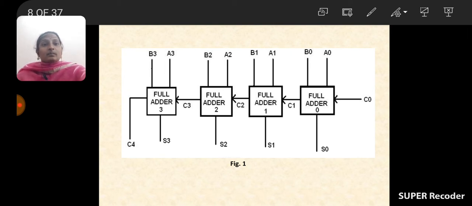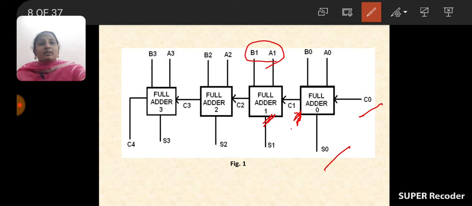See here, the bits A0 and B0 will be given to full adder 0, so that it will produce S0 and carry C0. Whatever carry is produced from the full adder acts as one of the inputs to full adder 1. The carry of the first stage will be given as one of the inputs of the next stage. So full adder 1 contains the 3 inputs A1, B1, and the carry.